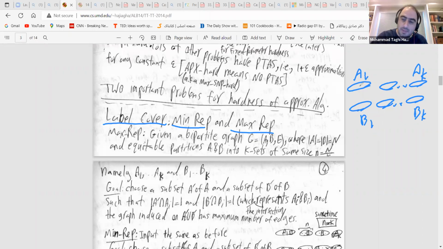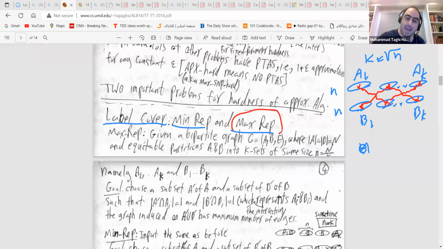You want to essentially select only one vertex from each set, so you have a partition of these vertices into A1 to AK and B1 to BK. You can consider that there are n vertices above and n vertices here, and k is equal to the square root of n. The goal is that you want to select only one element from each of these K sets such that you maximize the number of edges in between these selected vertices. This is the problem called max rep.